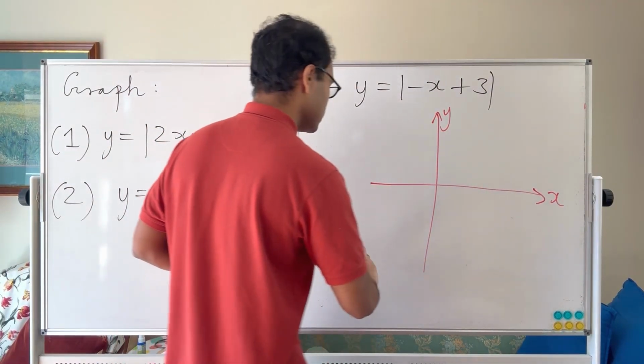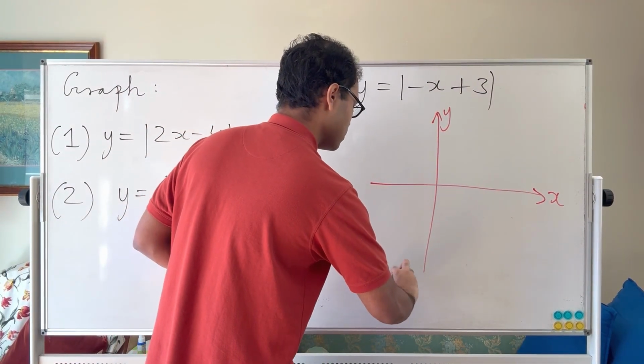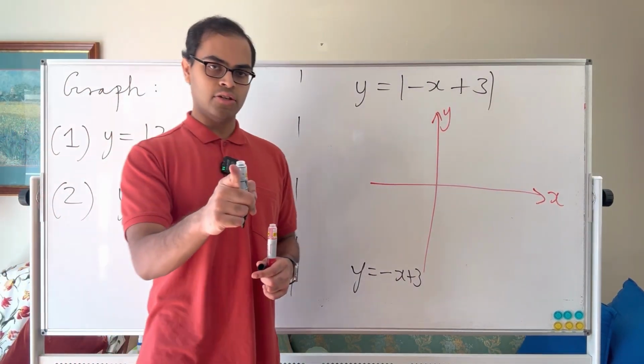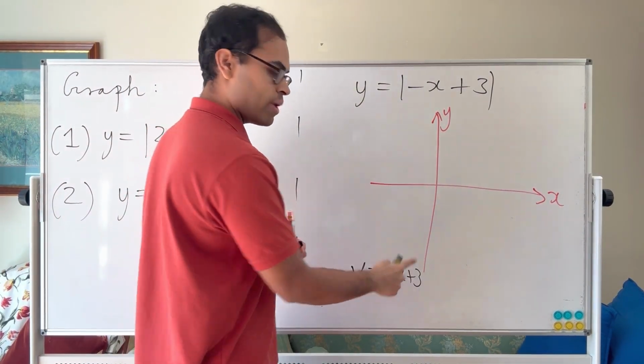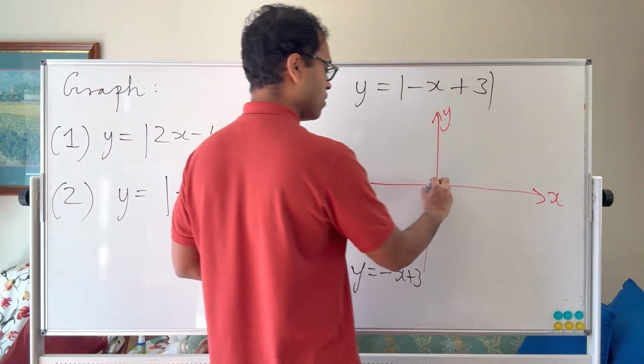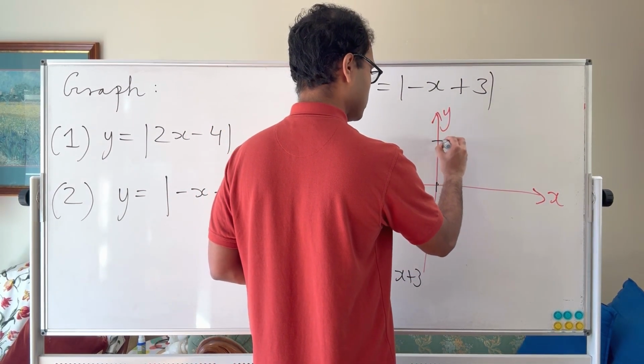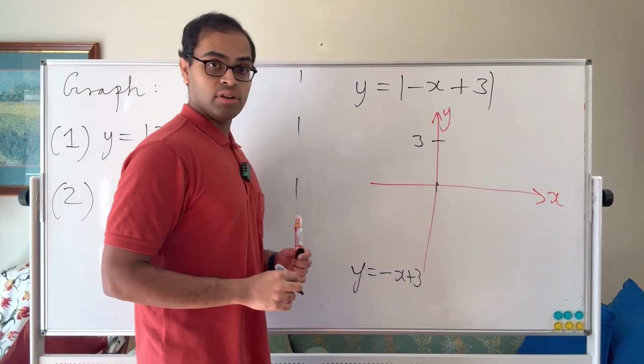So what is y equals minus x plus 3? How do we graph it? Equation of the line, find 2 points, connect the dots. So when x is equal to 0, we're going to get y equals 3. That's the easy part. That's going to be the y-intercept. So y is equal to 3 when x is equal to 0.